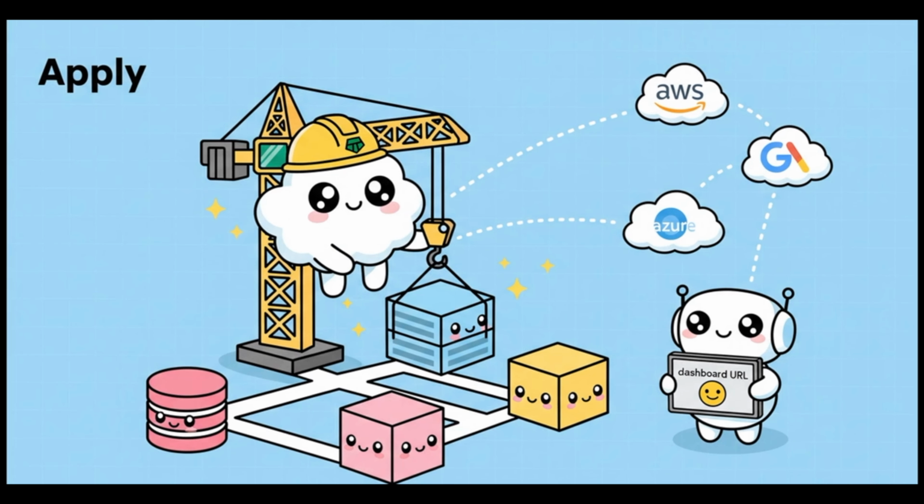And finally, step 3, apply. Once you've looked at the plan and you've given it the thumbs up, you run Terraform apply. Terraform then talks to the cloud provider's APIs. Think of APIs as the official messengers for these services, and it builds everything out exactly as you described. It might even hand you back something useful, like the URL to your brand new dashboard.